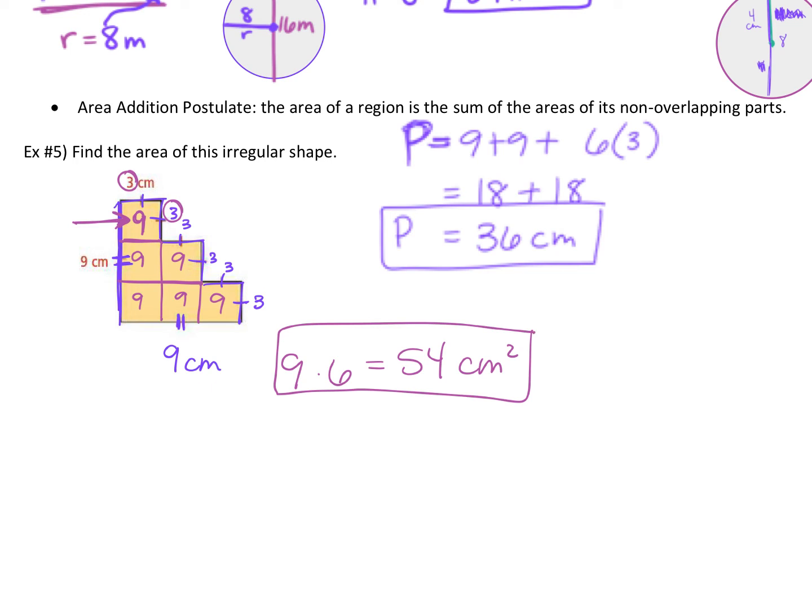Let's look at a different way. But those are two different answers? No. This is area now. The first one was perimeter. Now we're talking area. Okay, what if we split it? I saw some of you do it this way.